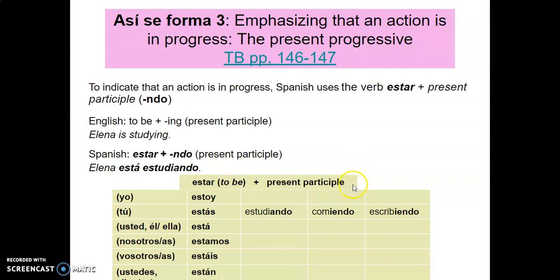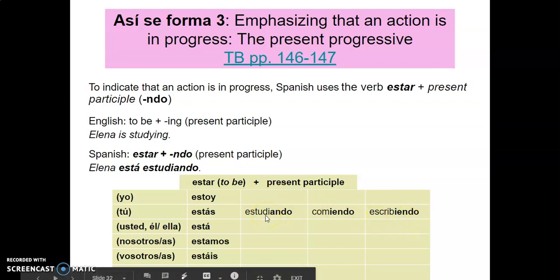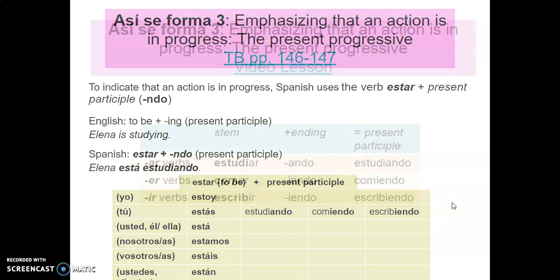So we're going to look at how we create some of these. For AR verbs, we use the ending ando, as you can see in bold, and we use yendo if it's an ER or an IR verb. So estudiar, to study, becomes estás estudiando, are you studying? Comer, to eat, becomes está comiendo, he's eating. Escribir, to write, you would say estoy escribiendo, I am writing. So we add this ending ando or yendo depending on what type of verb it is.